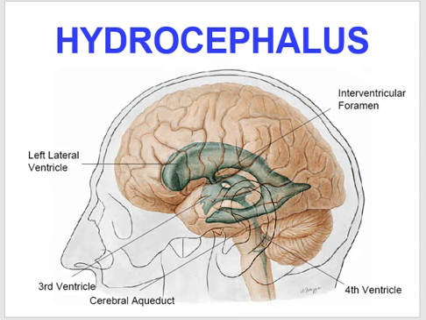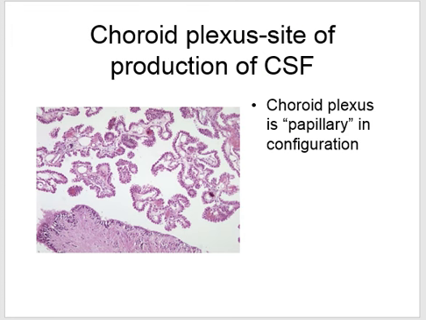This is a photograph of the interventricular foramina in the lateral ventricles, the third ventricle and the cerebral aqueduct, showing the circulation of the cerebrospinal fluid. Choroid plexus, site of production of the cerebrospinal fluid. You see that the choroid plexus is papillary in configuration.